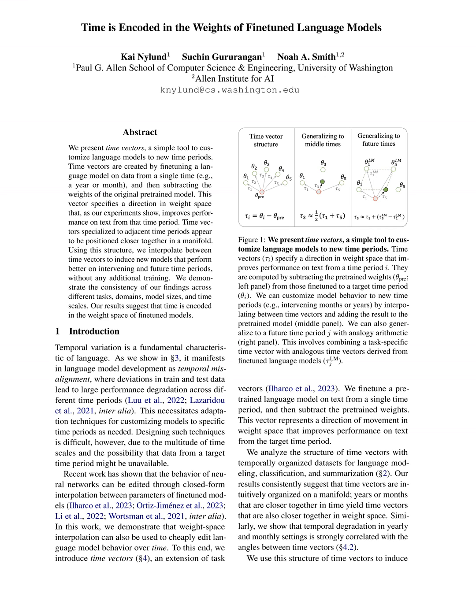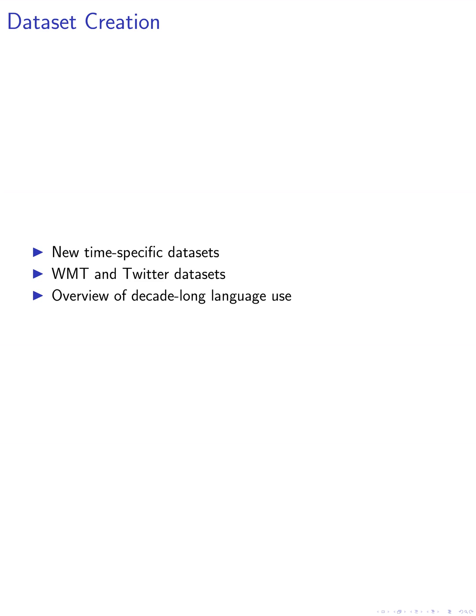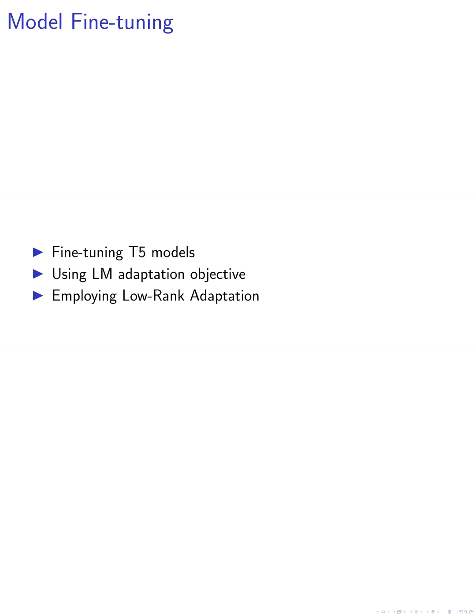In this paper, we first create two new time-specific language modeling datasets from unlabeled text in news and Twitter domains. We randomly sample articles and tweets from specific time periods to create the WMT language modeling dataset and the Twitter language modeling dataset. These datasets are designed to provide a comprehensive overview of language use in these domains over the past decade. Next, we fine-tune language models on these time-stratified datasets and analyze temporal misalignment.